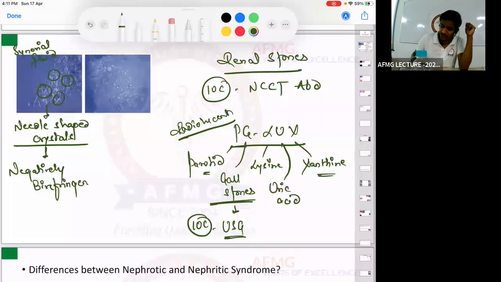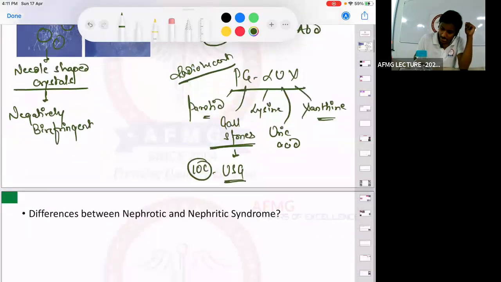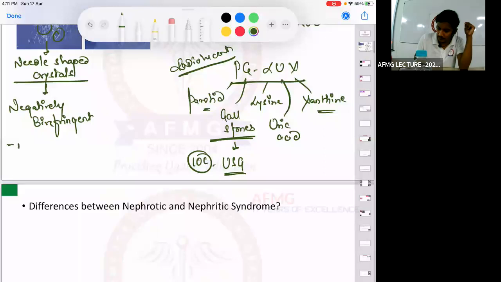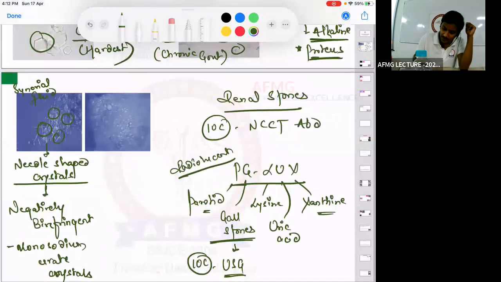Please remember. And these are usually which type of crystals? These are monosodium urate crystals, and these are seen in cases of gout.